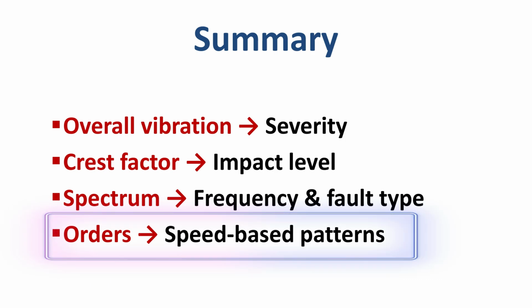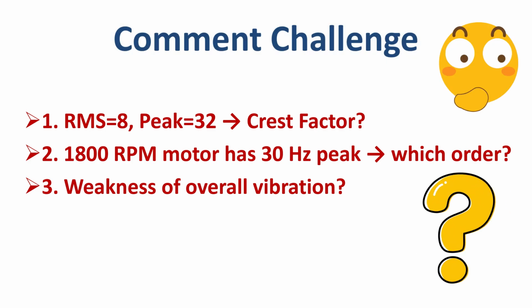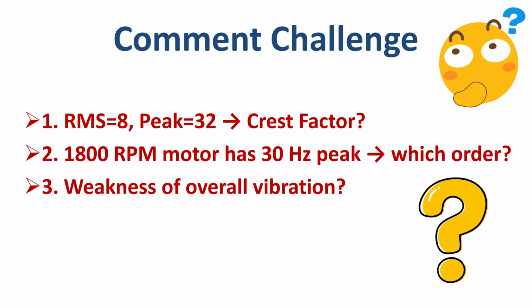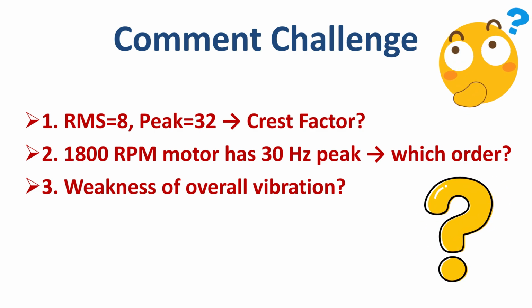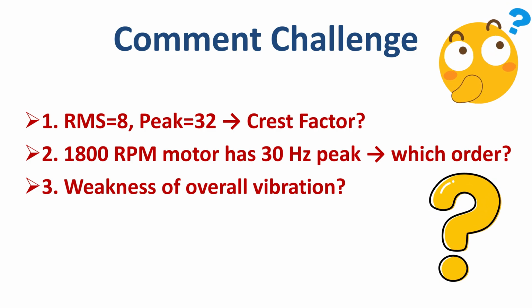Now I want to come to the last section, that is the challenge that I want to give you all. Let's assume that there is a machine that is showing us an RMS value of 8 mm per second and the peak is 32 mm per second. I would like you all to put in the comment section, for question number 1, the answer: what should be the crest factor of this, right?